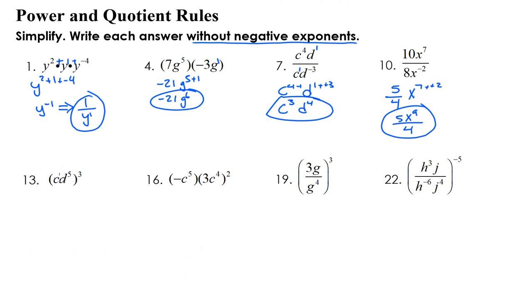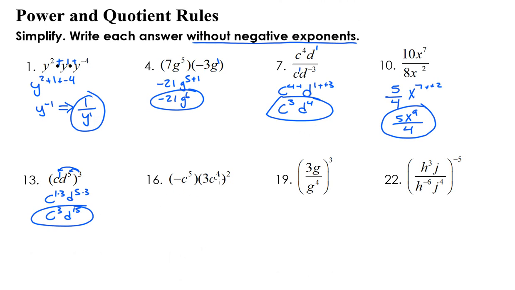13. No power with the c, so I'm going to put a 1 there. And when you have a power raised to a power, that means multiply these things. So I'm going to distribute this 3 back to both of those. That's going to be c to the 1 times 3 and d to the 5 times 3, which is c cubed, d to the 15th. Okay.